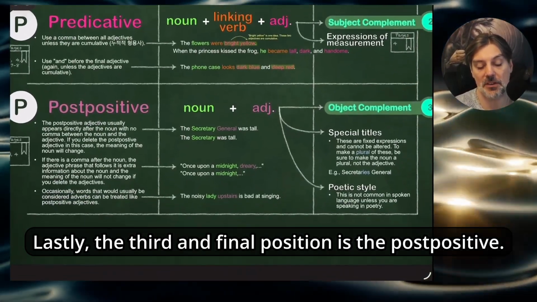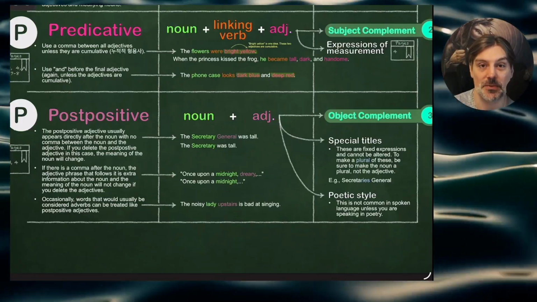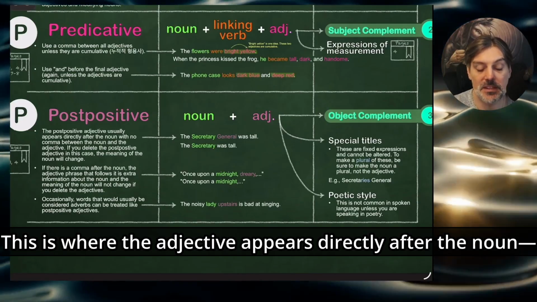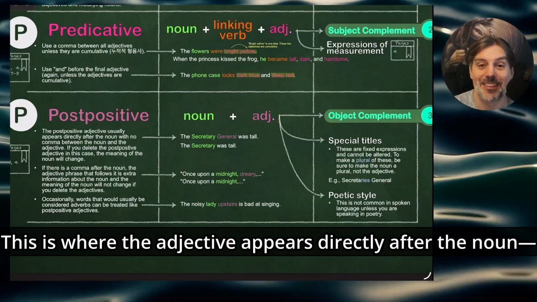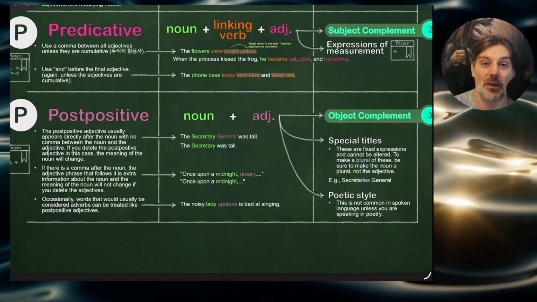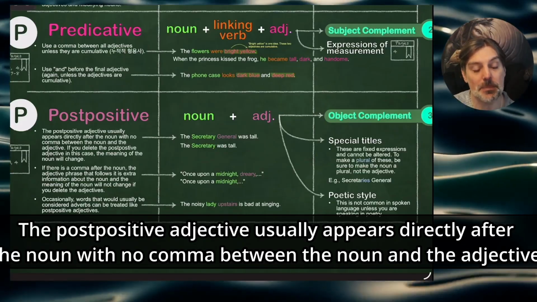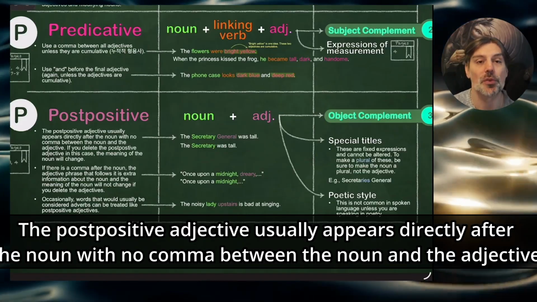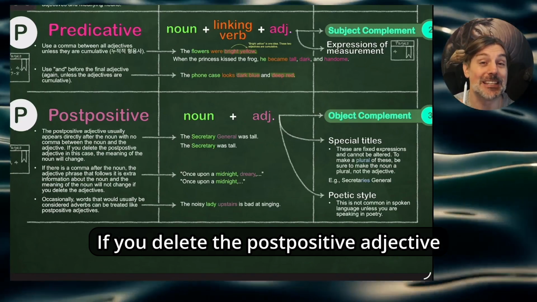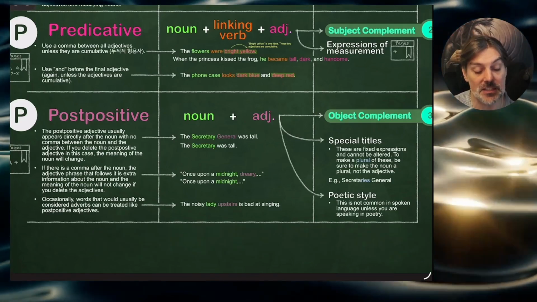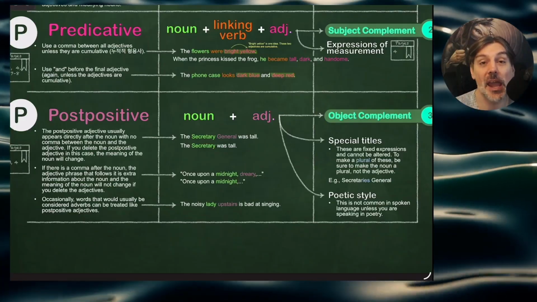Lastly, the third and final position is the postpositive. All right? This is where the adjective appears directly after the noun. Directly after the noun. That is the postpositive. The postpositive adjective usually appears directly after the noun with no comma between the noun and the adjective. If you delete the postpositive adjective, in this case, the meaning of the noun will change.